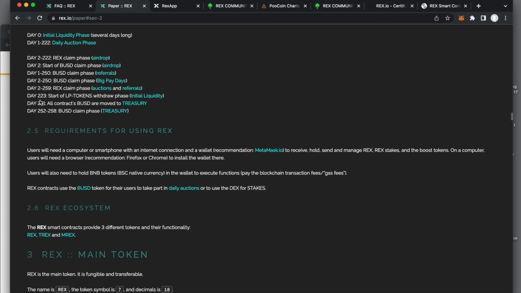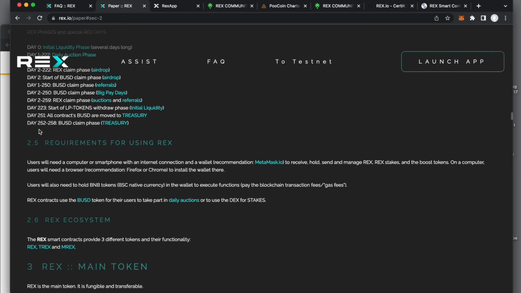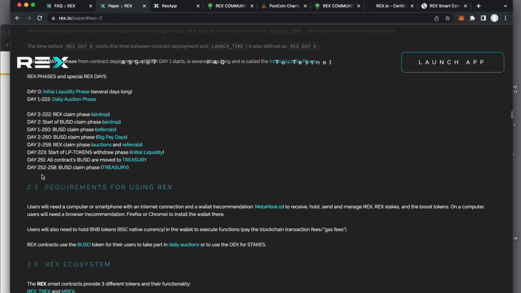And then from day 223 on is when you can pull back out any liquidity that you put in. And again, as we discussed before, you can pull that out in chunks of 10%, no more than 10%, every 30 days. So starting on day 223, you can start pulling out your LP tokens. On day 251, all of the contracts BUSD are moved to the treasury. And then on day 252 to 258 is when the treasury will pay out BUSD to any wallets that never got a big payday.